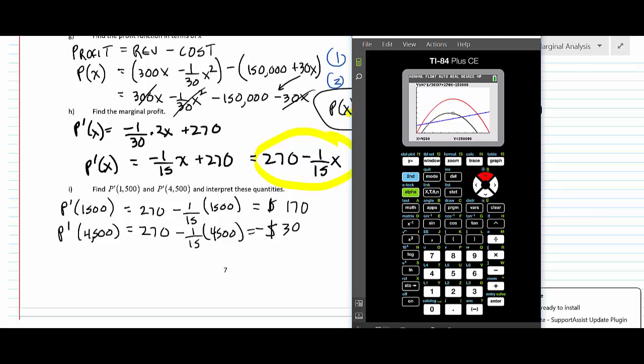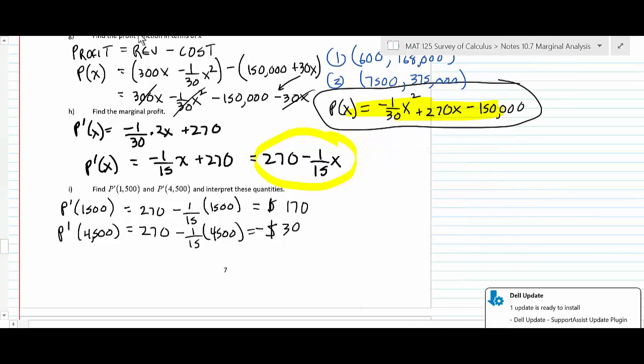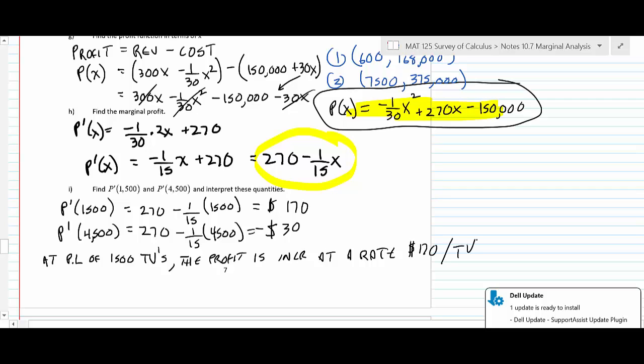All right, so let's write kind of an interpretation on these things then too. So basically for the first one, we would say at a production level of 1,500 TVs, remember this is a slope, so we would say the profit is increasing at a rate of $170 per television, okay, like that.